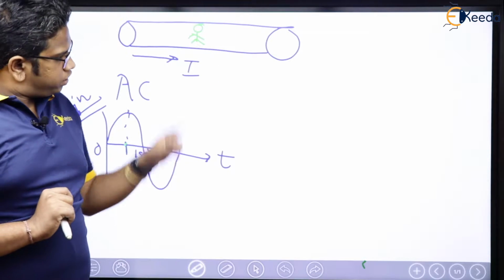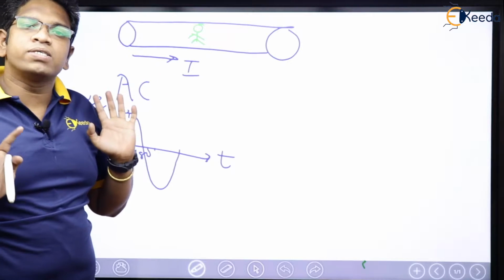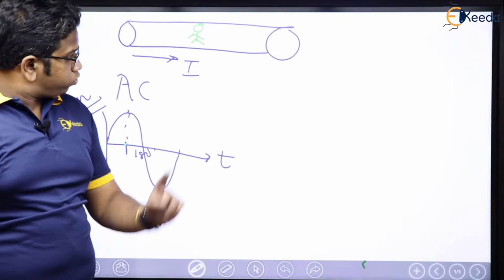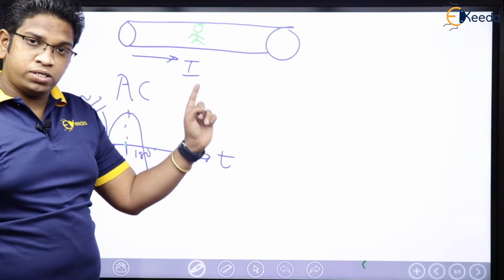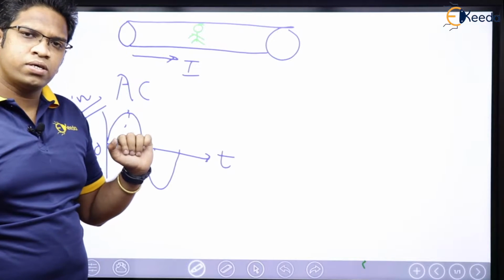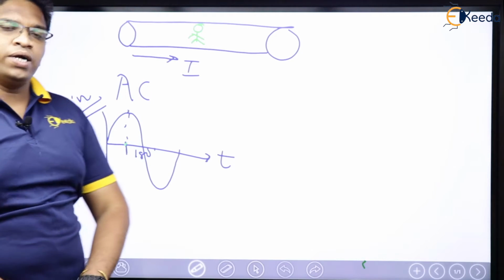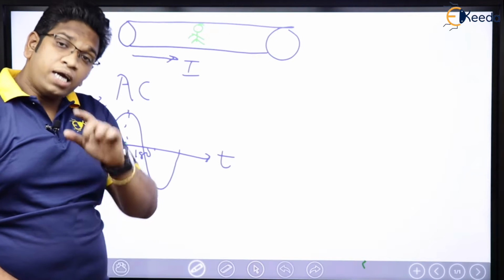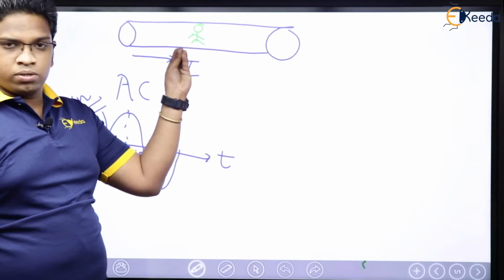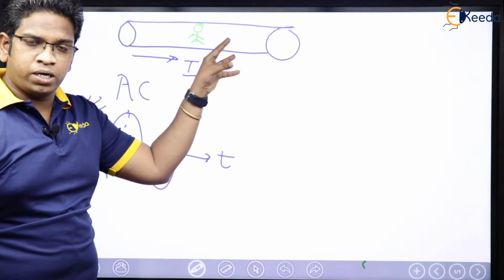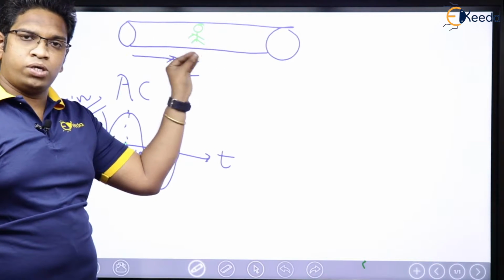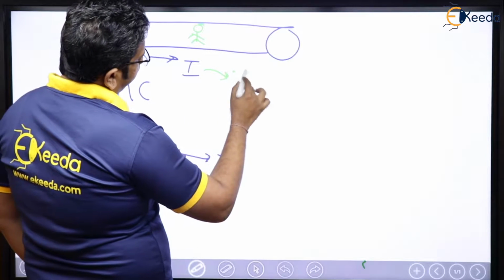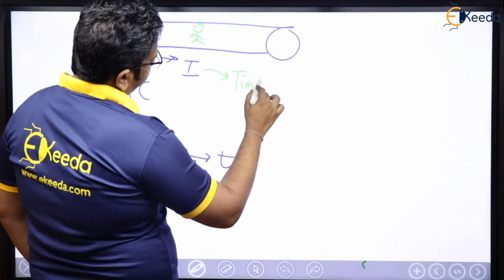Now you tell me, just by sitting there and passing the time, was I able to see the variations of the current? Yes, I was just sitting there in one single position, and I was able to see the variations. Zero, positive maximum current, zero, negative maximum, zero, positive maximum. Which means current is time displaced.